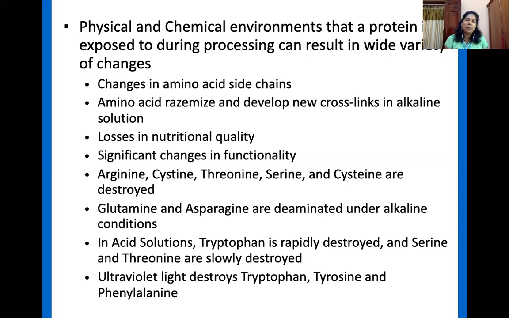Then glutamine and asparagine are destroyed under alkaline conditions, right? Under alkaline conditions, these two are broken down and destroyed. Glutamine especially supports the linking of amino acids with each other. That means the cross links are formed by glutamine and asparagine, and this does not happen because of the change in the environment.